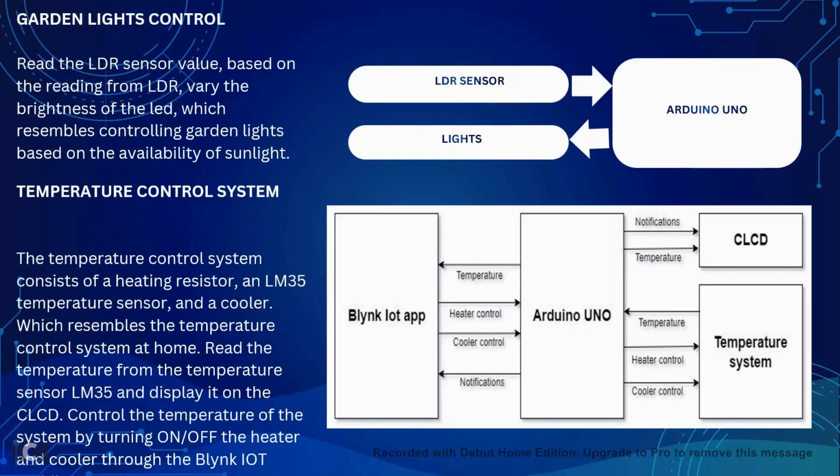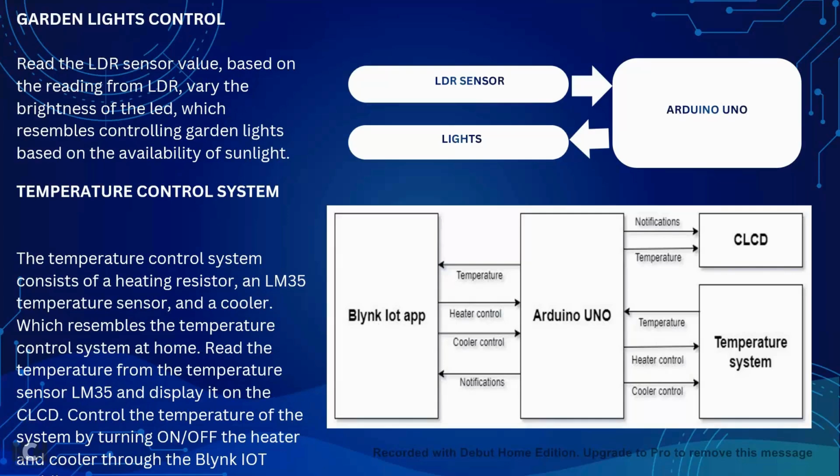Garden lights control. Read the LDR sensor value, and based on the reading from the LDR, vary the brightness of the LED, which resembles controlling garden lights based on the availability of sunlight. So this is a block diagram of the garden lights control. It takes the value from the LDR sensor and passes it to the Arduino Uno board. The Arduino Uno board processes this information and gives the output in the form of the lights.